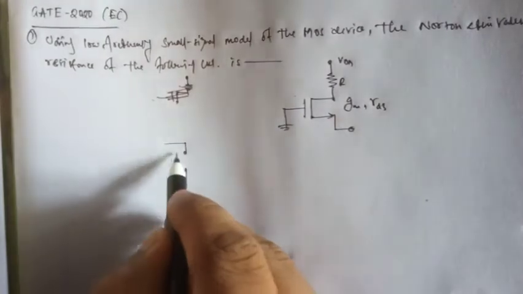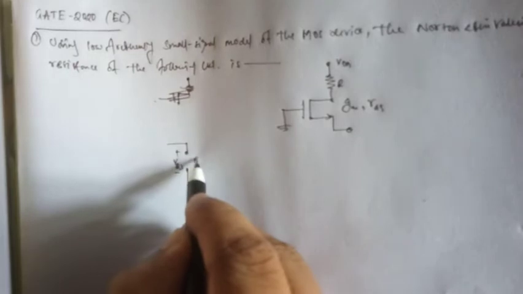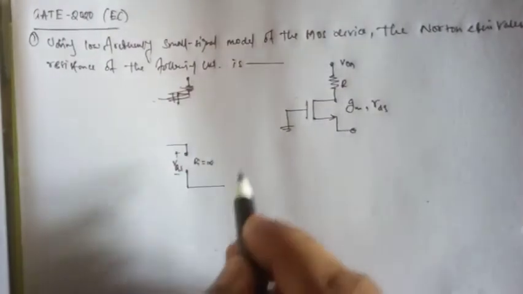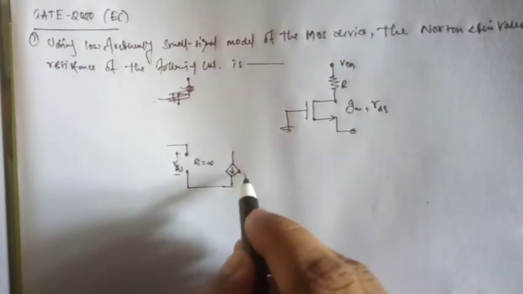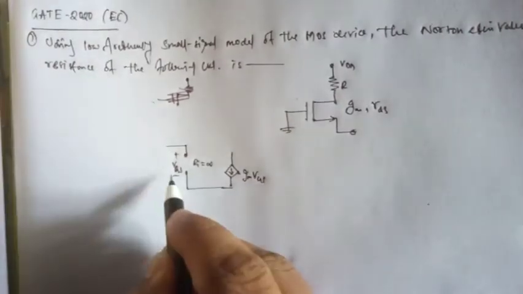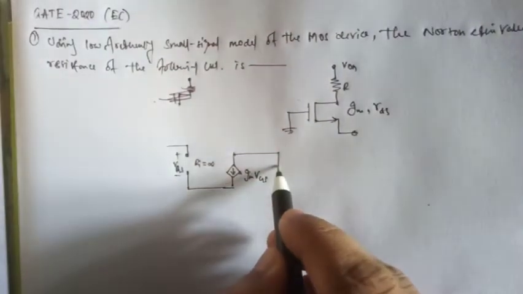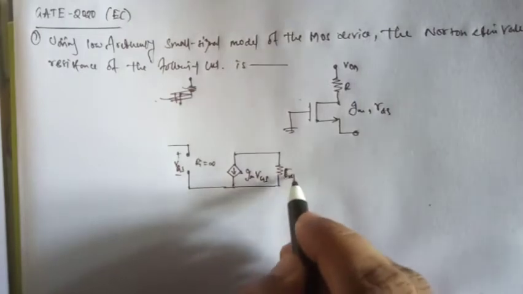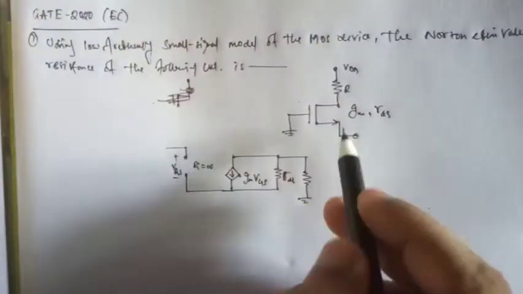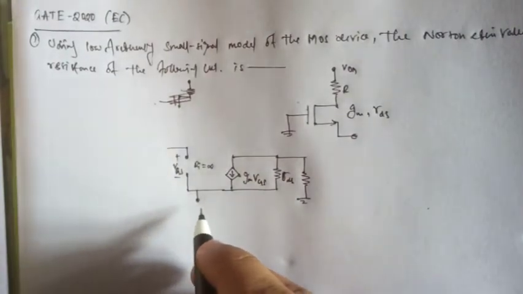The input resistance is infinite, that means it is open circuited, and there is a dependent current source which depends on the VGS value, and an rds is present, the drain to source resistance, and a drain resistance R is also there. At the source terminal we have to calculate the equivalent Norton resistance.